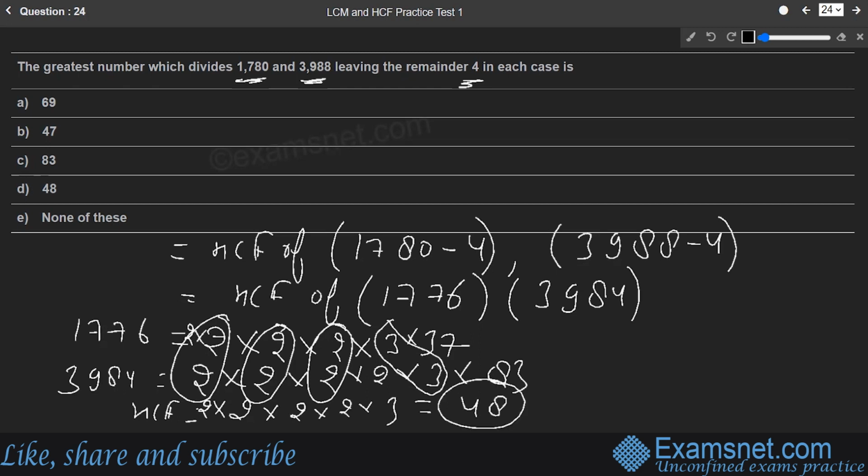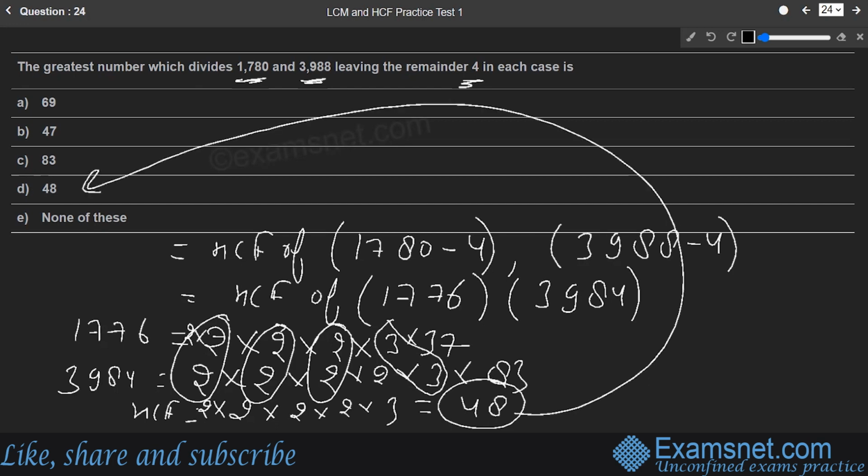So the greatest common divisor or the highest common factor of these 3 numbers is nothing but going to be 48, which is available in option number D, and becomes the right answer for us.